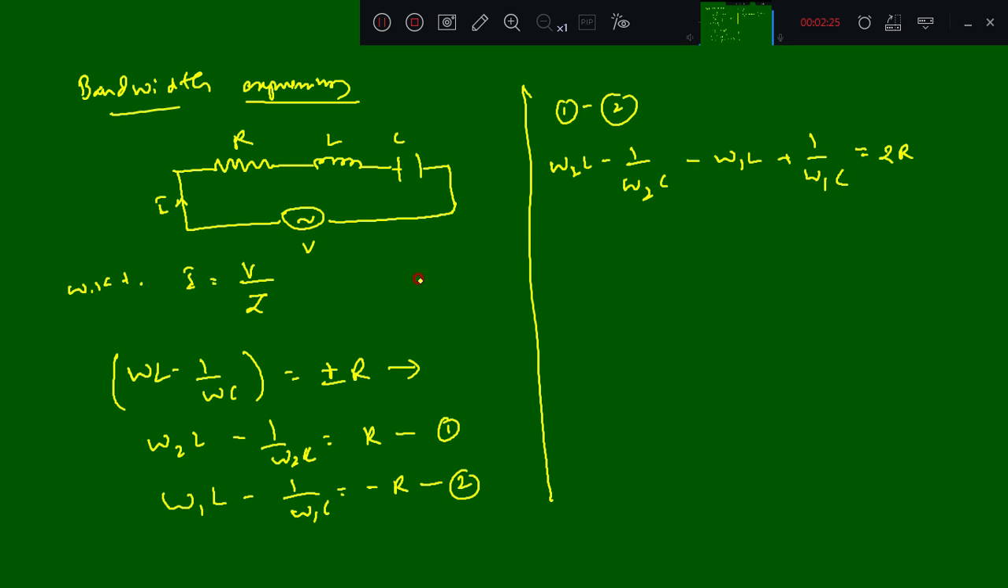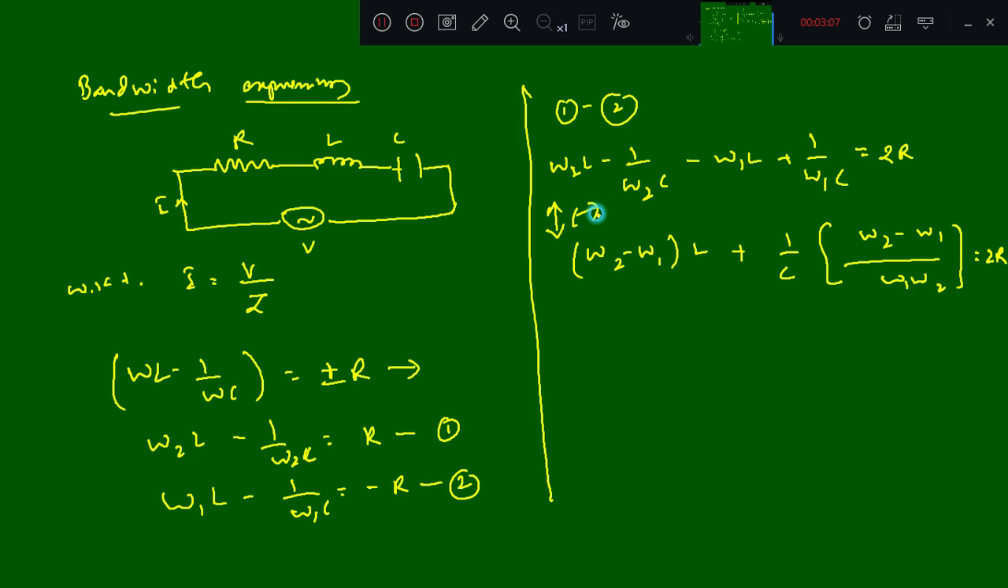Then for further simplification, I will directly write the equation, that is, combining all: omega 2 minus omega 1 times L, plus 1 divided by C times omega 2 minus omega 1 divided by omega 1 into omega 2, is equal to 2 into R. In between these steps, you try to work out these steps.